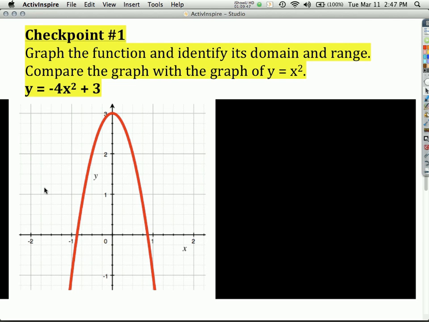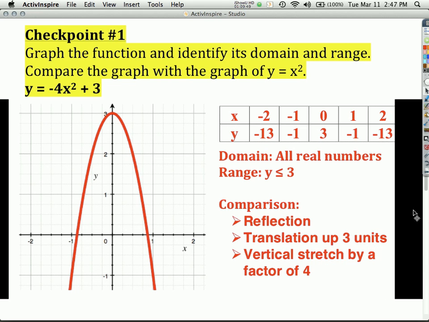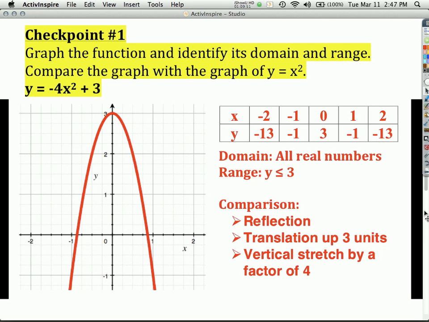Here's the domain, range, and the comparison, and the table that I used. The domain is all real numbers. The range is y is less than or equal to 3. I think we're getting used to that. That's not that hard. The comparison takes a little bit of effort. It's a reflection, because it's upside down. It's a translation 3 units up, because we had to translate the vertex from here up to here. And then it's a vertical stretch by a factor of 4, because there's a 4 right here.